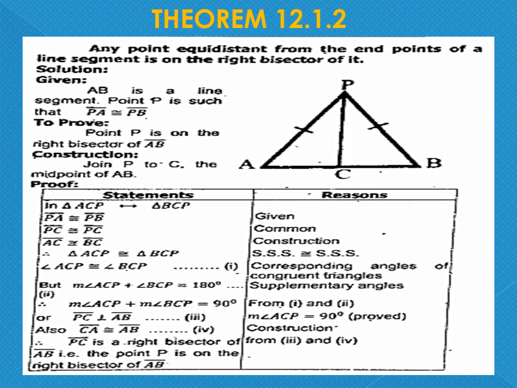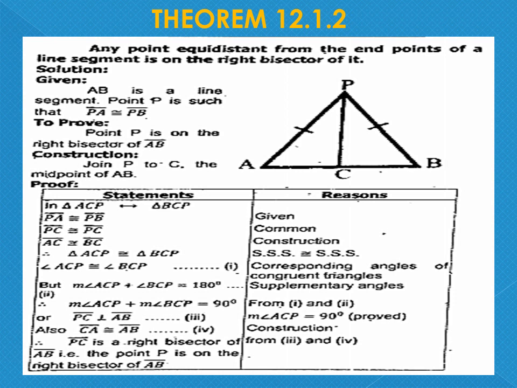What is to prove here, students? If this point P has equal distance from the endpoints of the line segment, then it means this point is on the bisector of it. It means this point is on the bisector of that line segment.